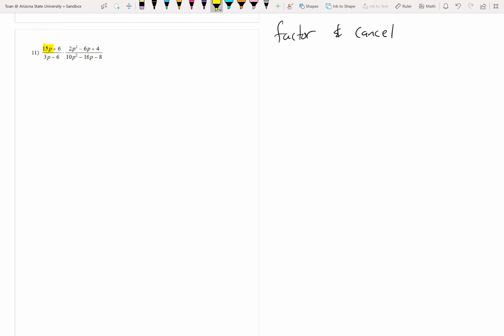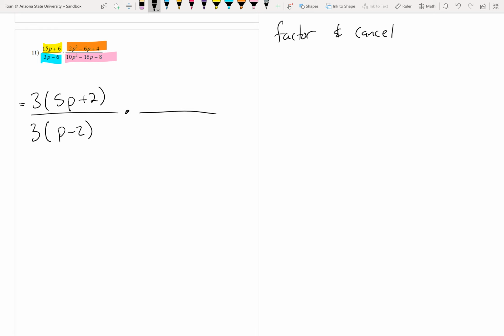We're going to factorize this piece, this piece, this piece, and this piece. So let's do this. The yellow, it's a binomial, so GCF. Biggest thing I can pull out is a 3, leaving behind a 5p plus 2. The light bluish, I can factor out a 3, leaving behind a p minus 2. The orangish reddish, I can factor out a 2, leaving p squared minus 3p plus 2.